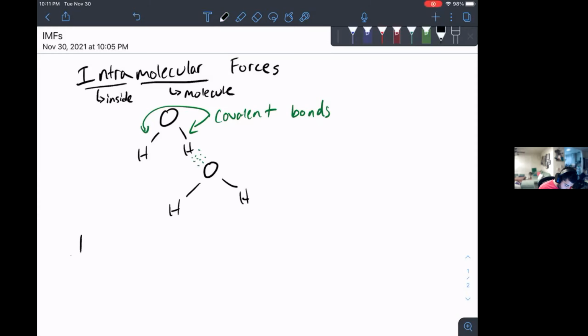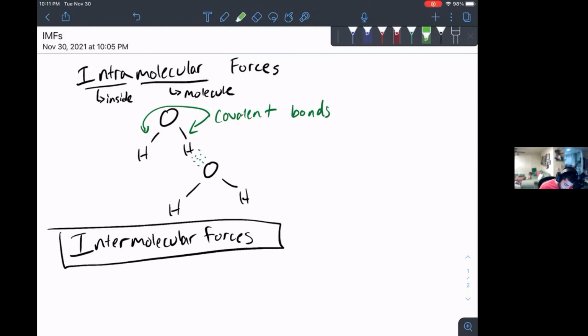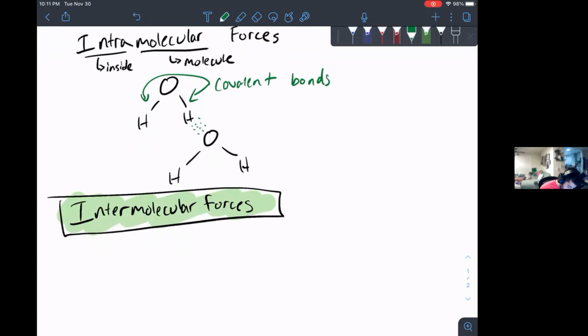Today's lesson is about intermolecular forces. I'm going to highlight that for extra effect. So today we're talking about intermolecular forces. That's our IMF. Now, inter referring to in between our molecules. So these are the forces that hold these molecules together. And there's a bunch of different kinds.